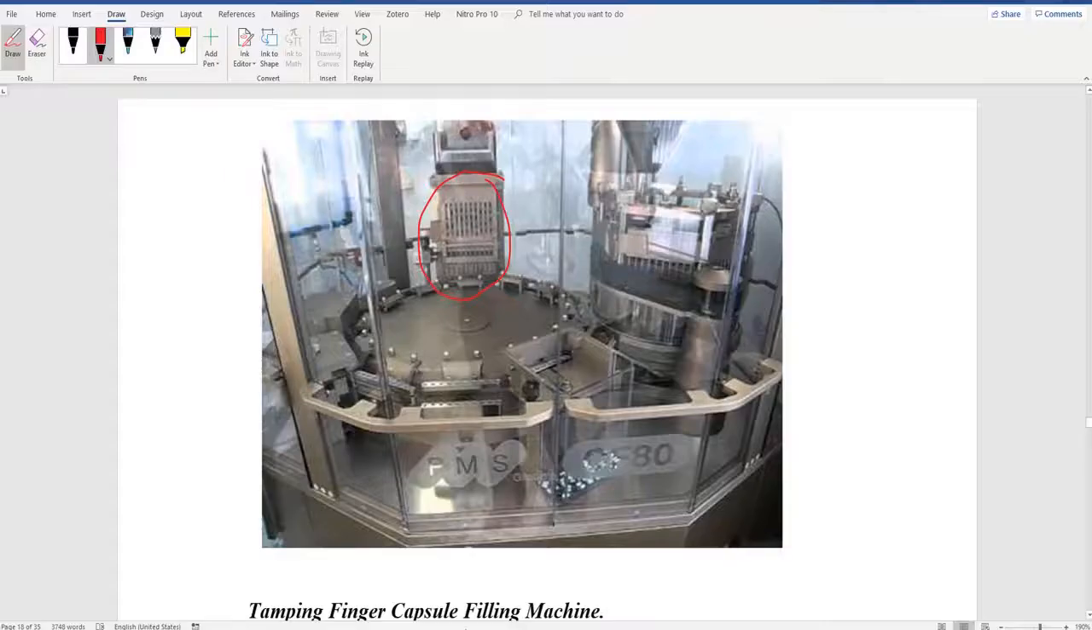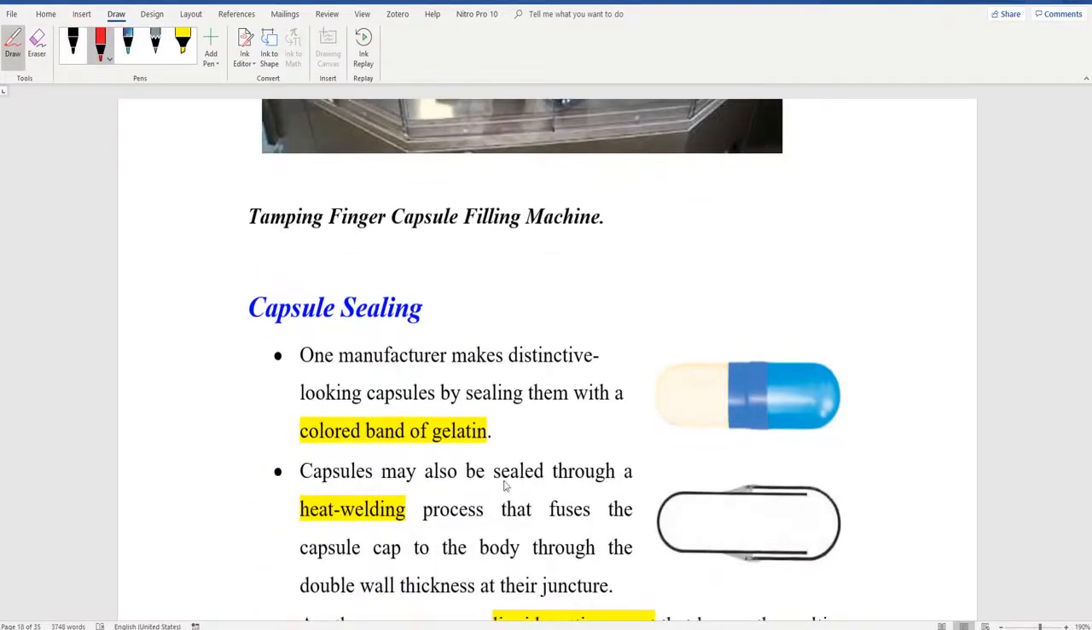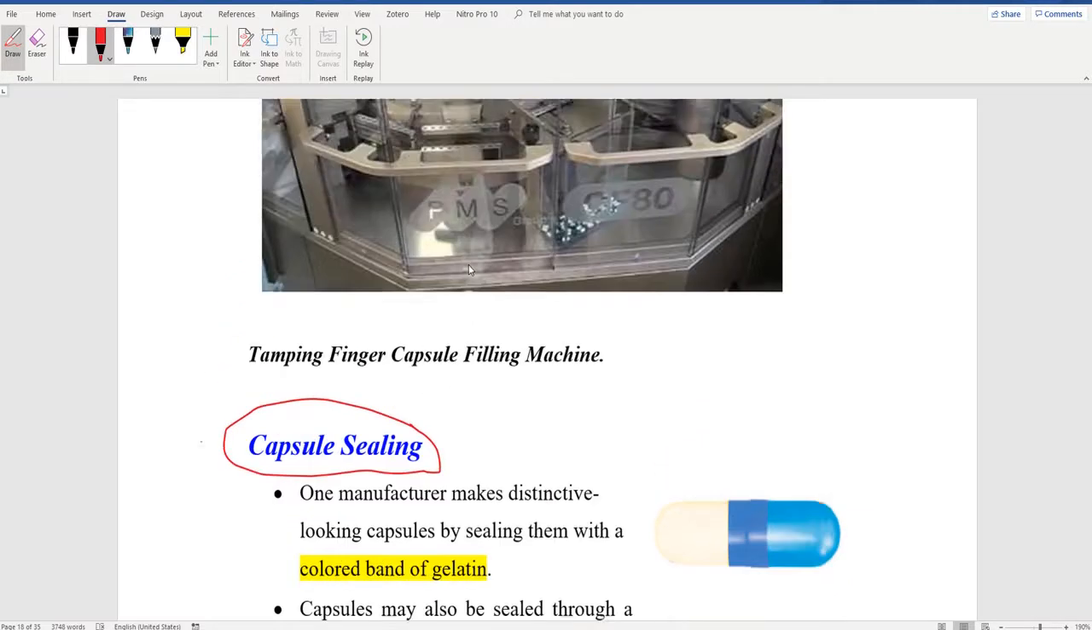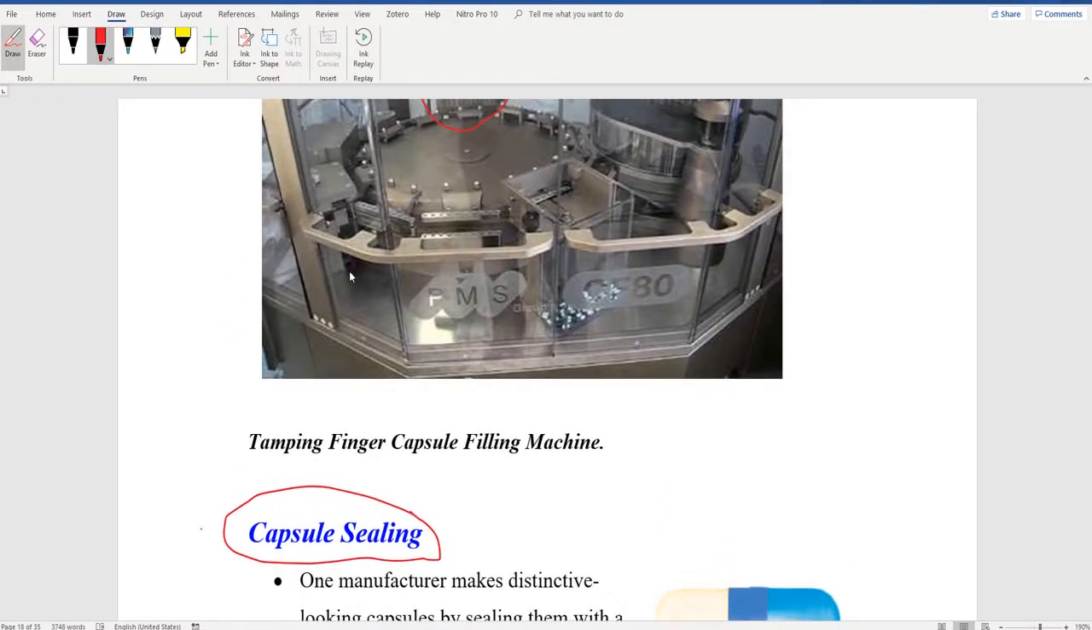Okay, I think it's now clear for you. Now we will talk about capsule sealing after filling. This is optional. In many cases we don't do capsule sealing because it requires a special machine. So after the capsules are ejected, they are in the closed position.